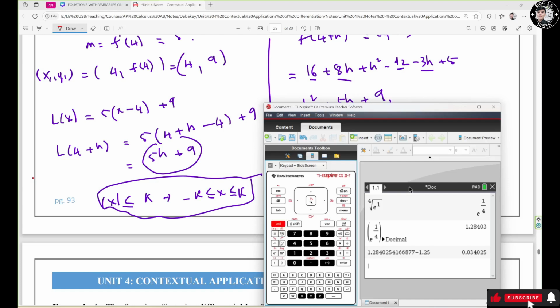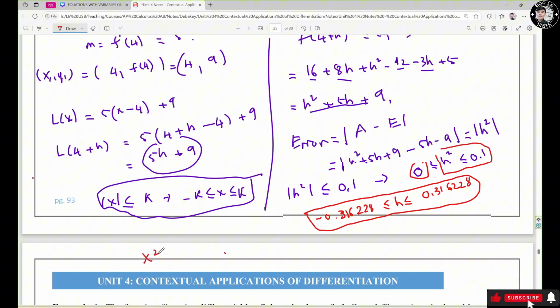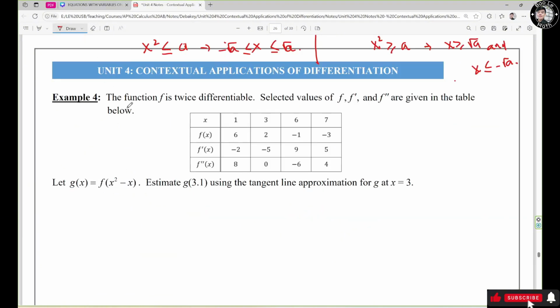So it's going to be control, and this one right here, 0.1. Hit enter, it's going to be 0.31228, right? Now remember, you have a formula s squared less than or equal to a. Then you have s greater than or equal to negative square root of a and less than or equal to square root of a. By the way, if you have this formula s squared greater than or equal to a, then you have s greater than or equal to square root of a and s less than or equal to negative square root of a. Now let's move on to example number 4.